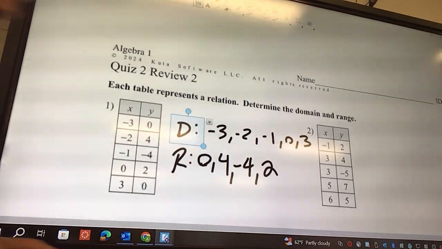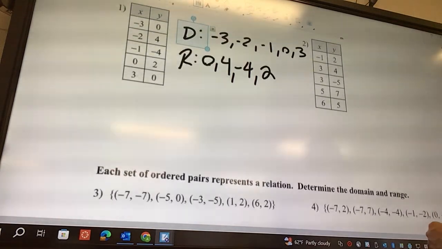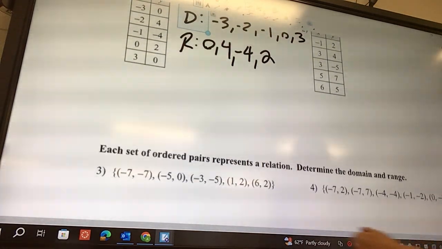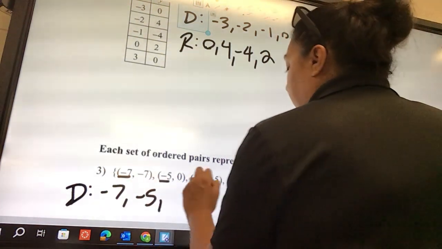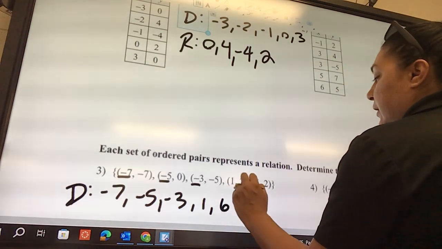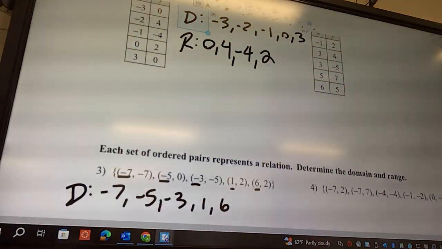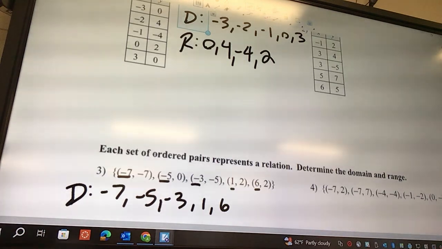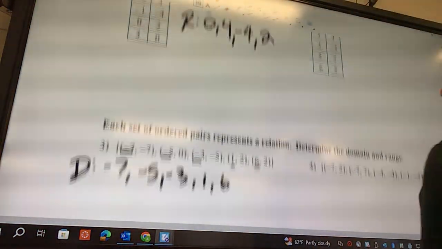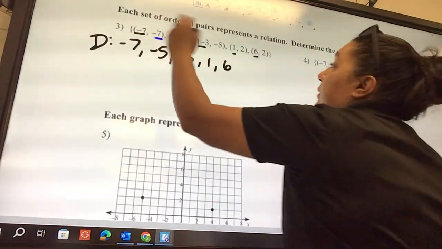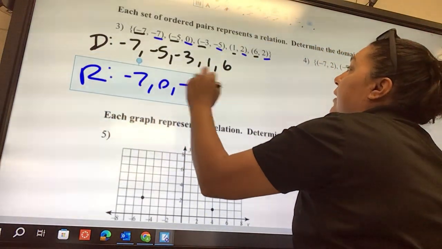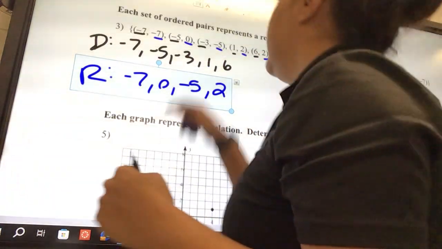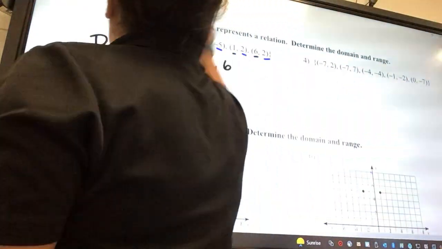Okay, number 3, the domain is going to be the first piece of every one or the second piece? The first. Okay, so it's going to be the first, so -7, -5, -3, 1, and 6. Okay, the range is going to be the second piece of every one of these. -7, 0, -5, 2, and 2 is already on our list. Okay, so same thing here, we don't repeat these.